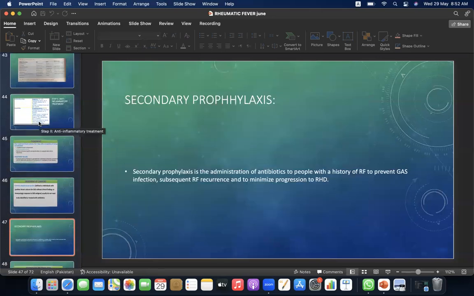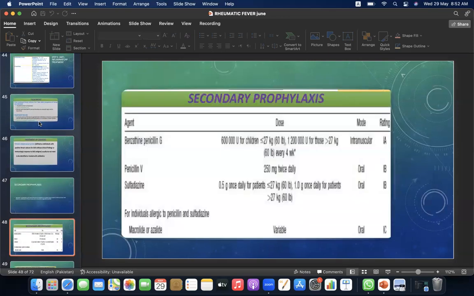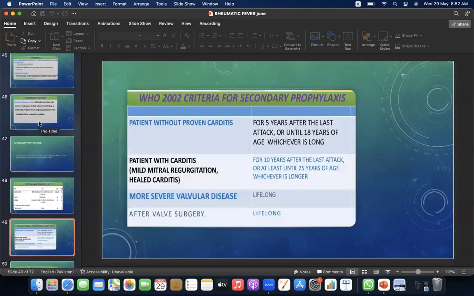Secondary prophylaxis is the administration of antibiotics to people with a history of rheumatic fever to prevent group A streptococcal infection, subsequent rheumatic fever recurrence, and to minimize progression to rheumatic heart disease. Secondary prophylaxis includes drugs like benzathine penicillin, sulfadiazine, penicillin V, and so on.